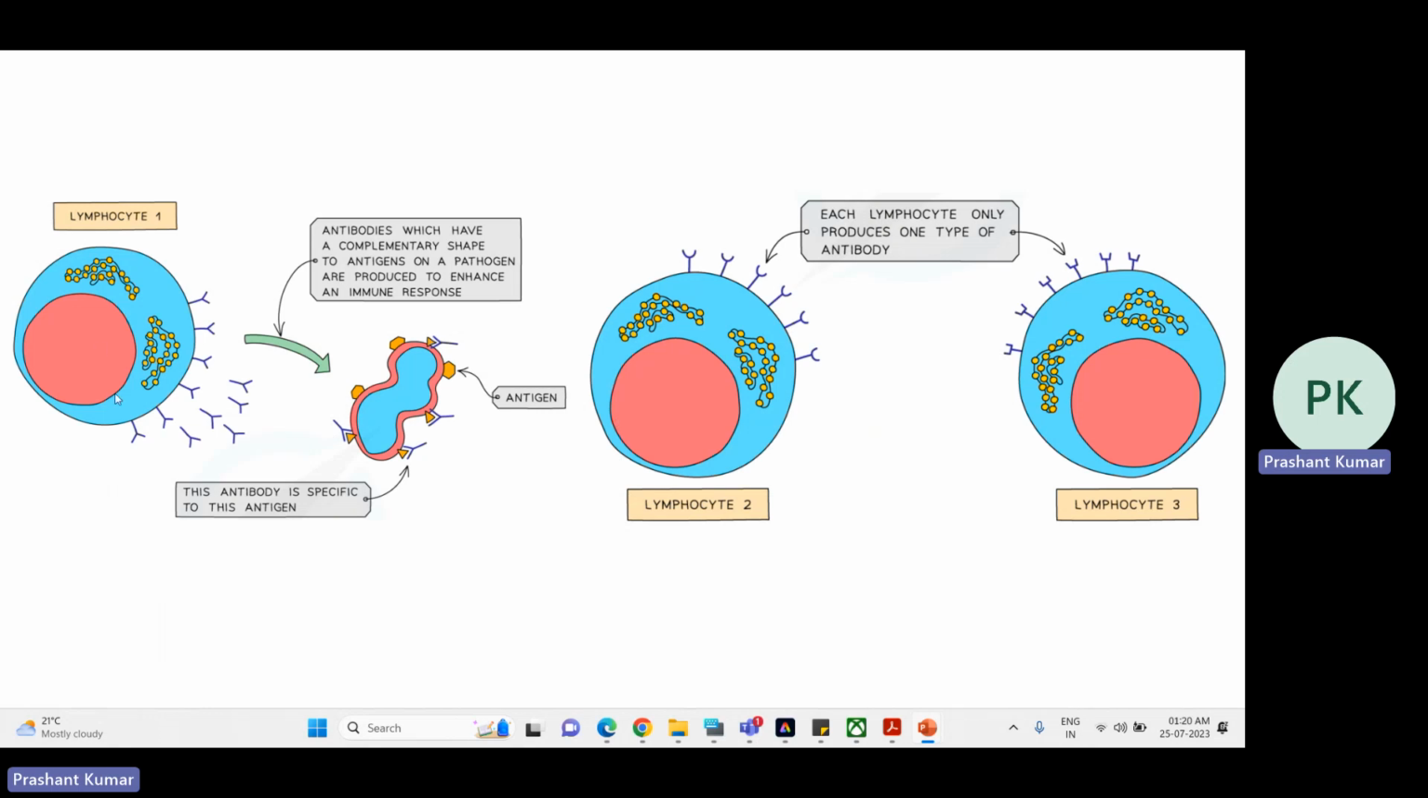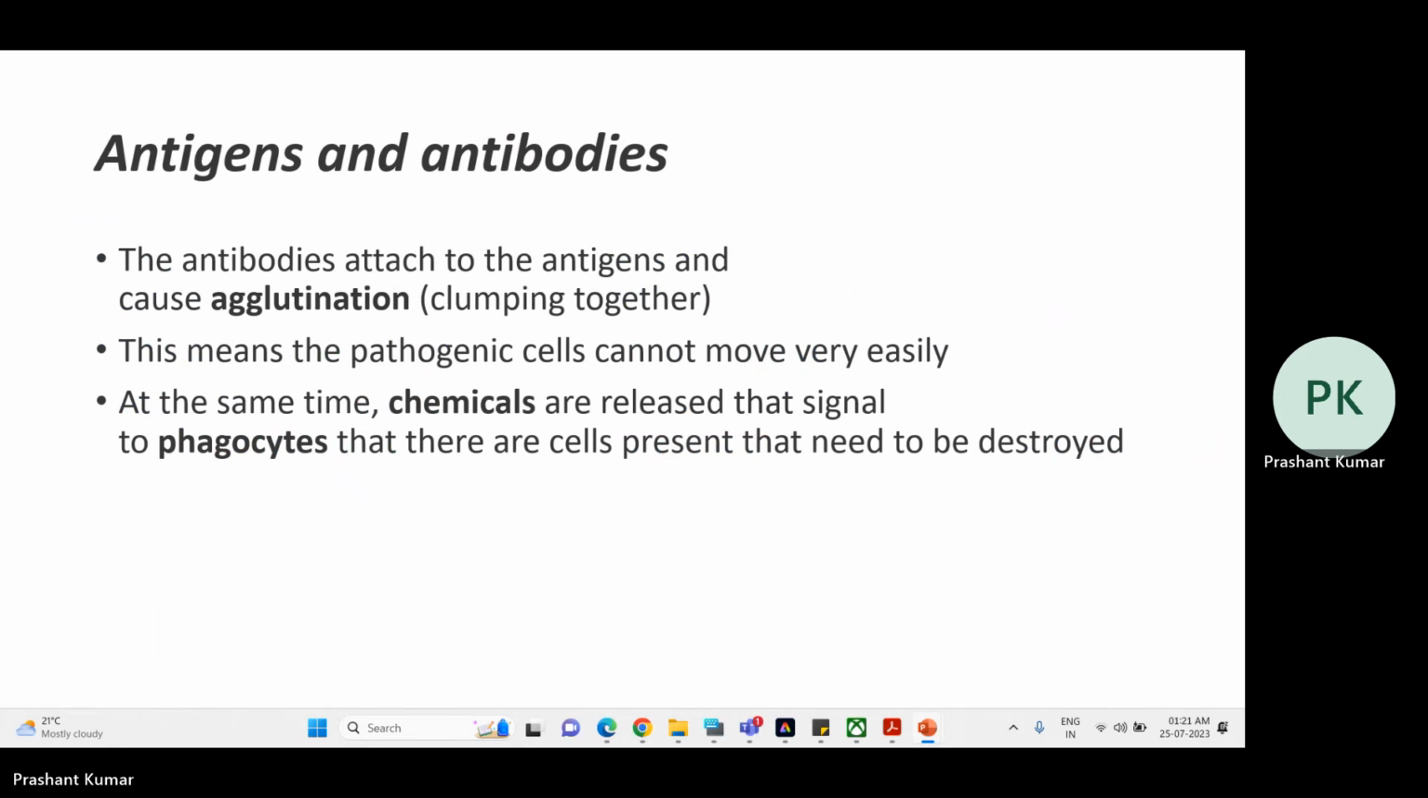So this is lymphocyte 1. You can see on the surface these are the antibodies, and these antibodies go and bind to the antigen. This is the bacteria, right? This bacteria has a surface marker, and the antibodies are going and binding on the antigen. The antibodies attach to the antigen and cause agglutination. That's clumping. This process is called clumping, also called agglutination. This means that pathogenic cells cannot move very easily. Now it is surrounded by the antibodies.